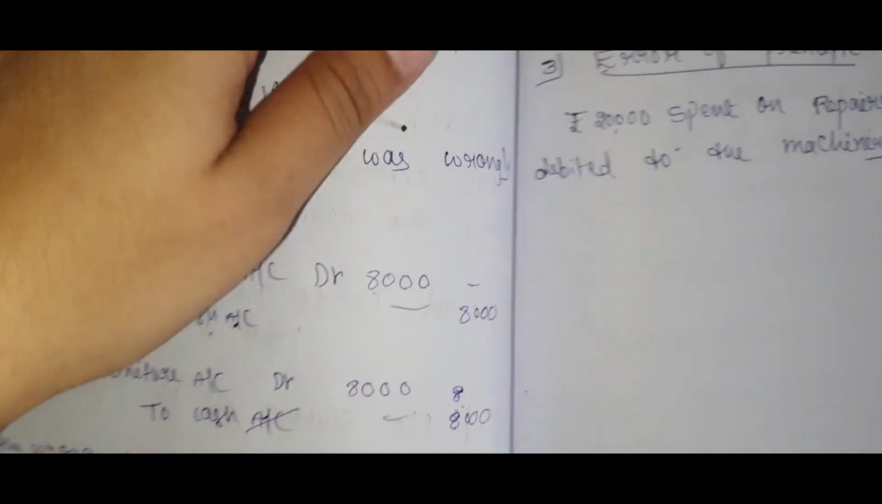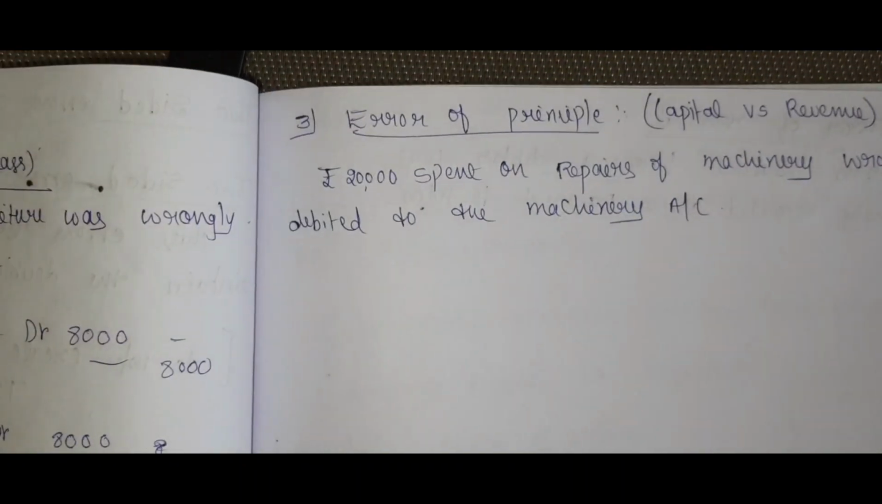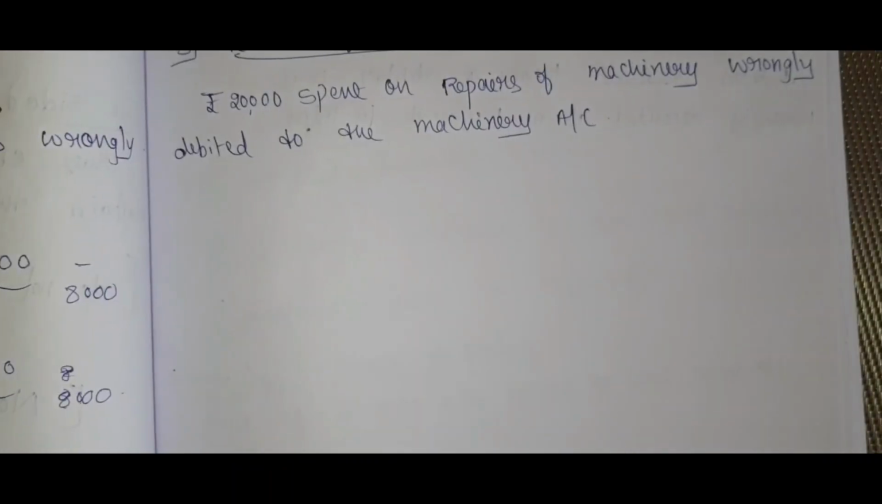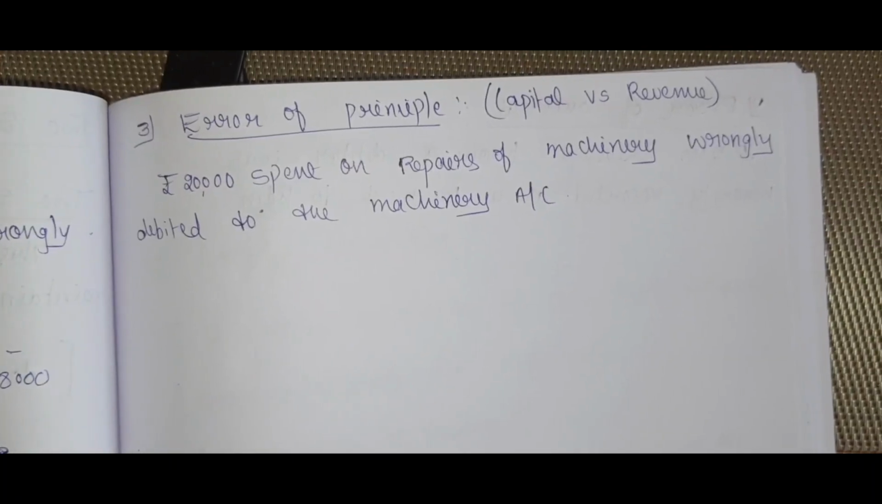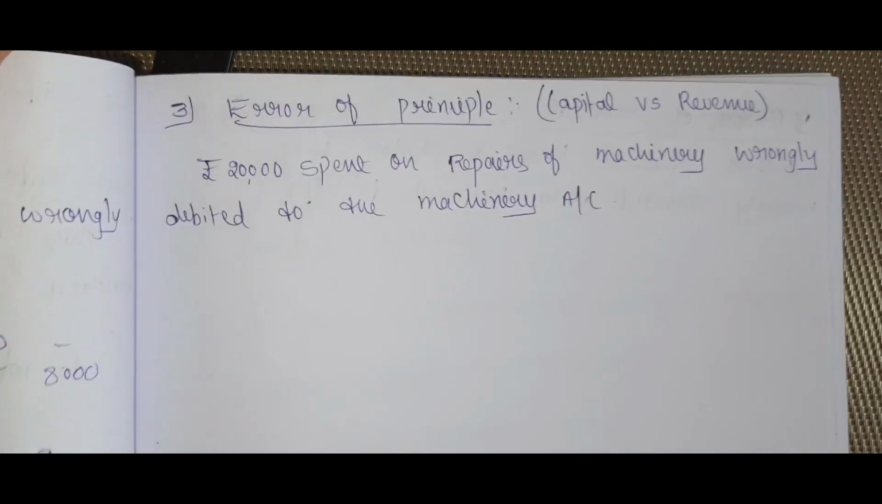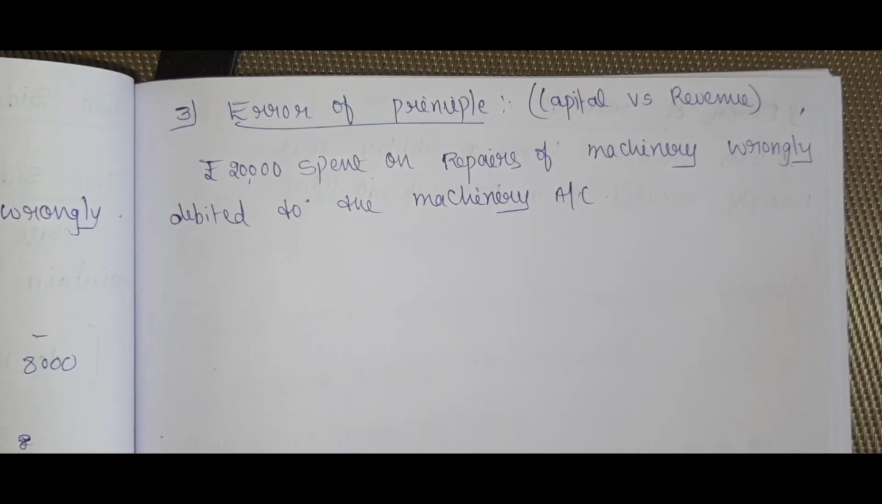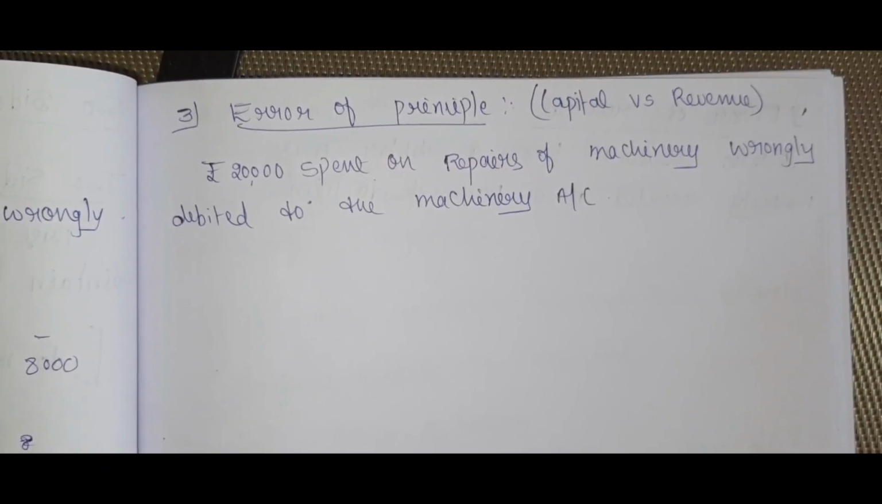Now we will see one more example of two-sided error. All these are two-sided errors. Here we do not require suspense account. Now see the next example, error of principle, that is capital versus revenue. It means a transaction that is recorded as capital instead of revenue, or a transaction that is recorded as revenue instead of capital. Like this, transactions will come. This is also a two-sided error, meaning it affects both the accounts.